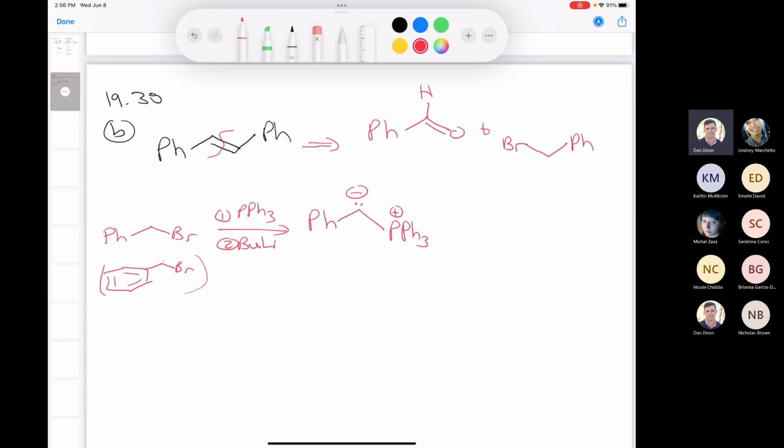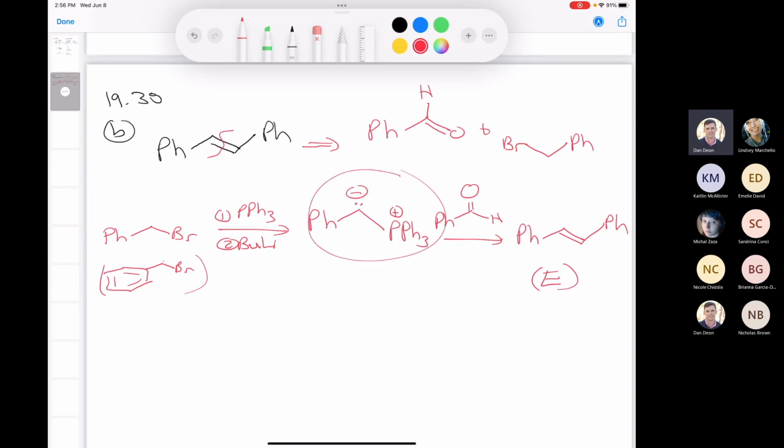So there's our Wittig reagent, and then we're going to treat that with benzaldehyde, which is this compound, and we're going to end up with this product. So let's draw it in here, and there you have it. And notice that you end up with the E alkene. Well, why would that be?